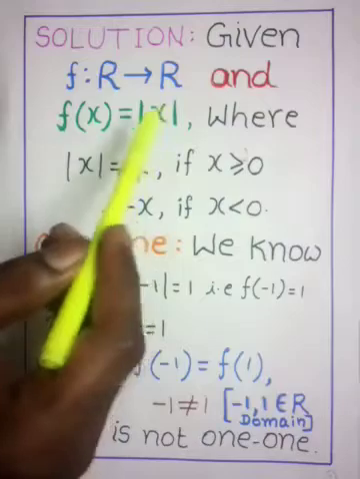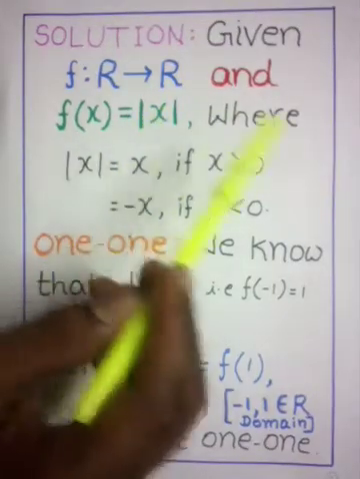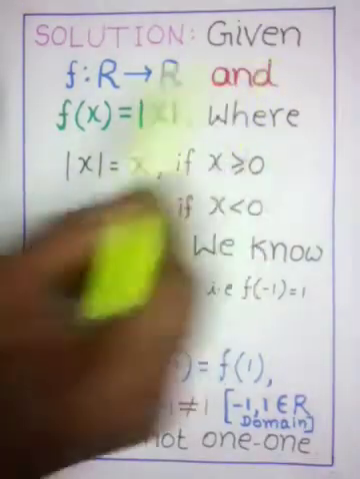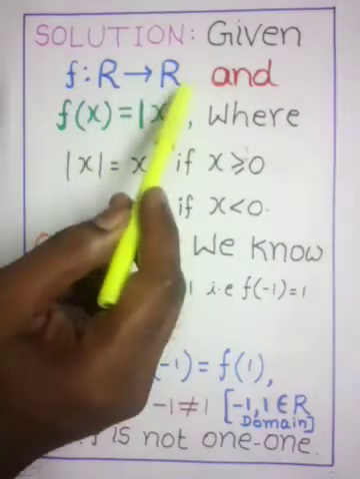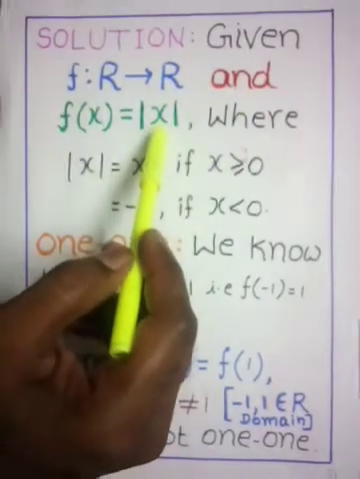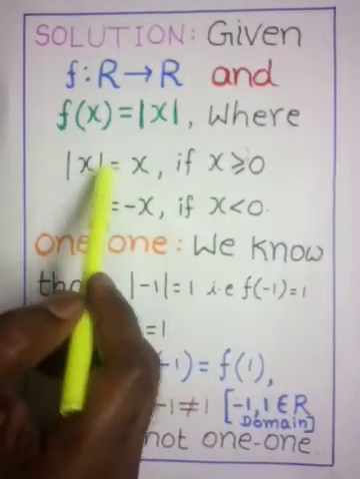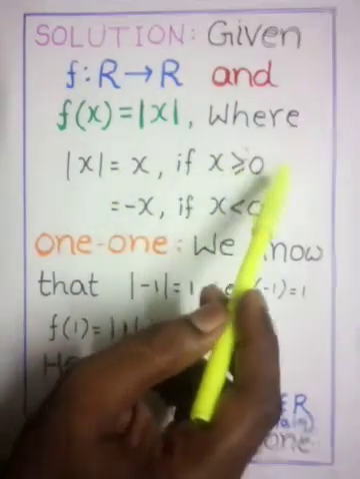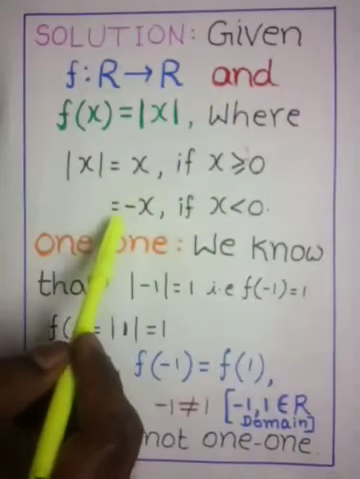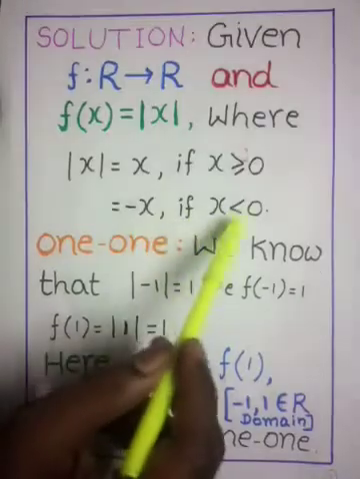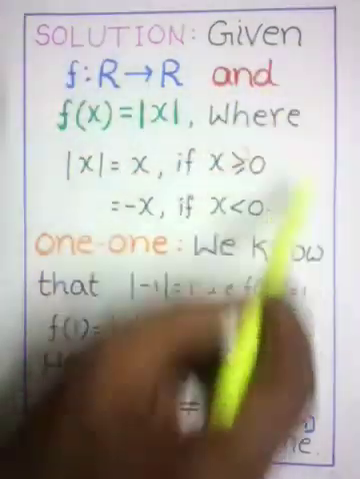Now come to the solution part. First of all, we write the given data. What is given here? F is a mapping from R to R and f of x is equal to mod x, where mod x is equal to x if x is greater than or equal to 0 and mod x is equal to minus x if x is less than 0. This is the given data for us.